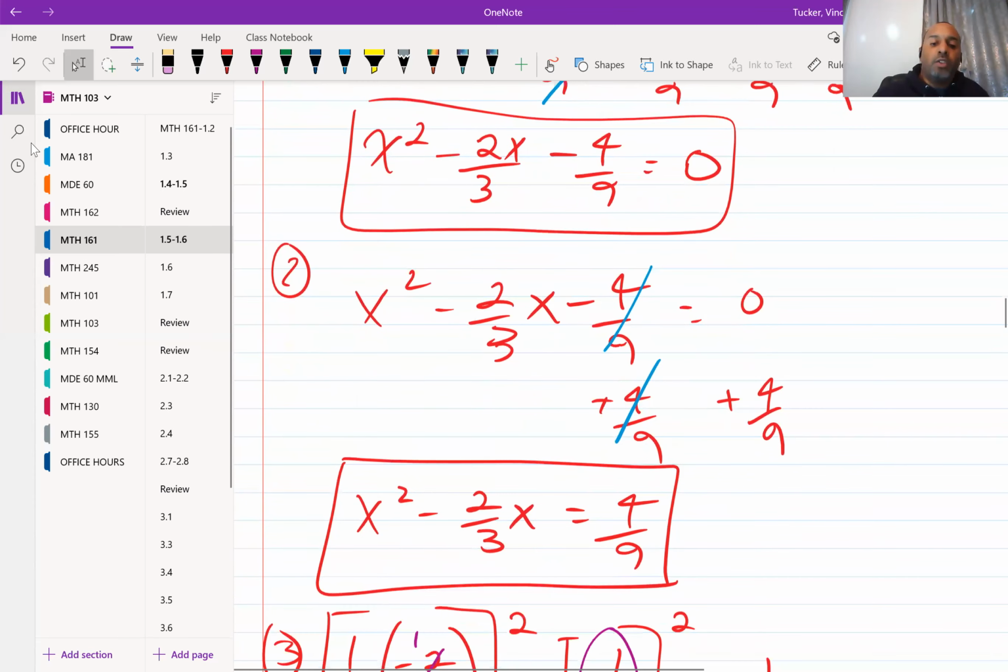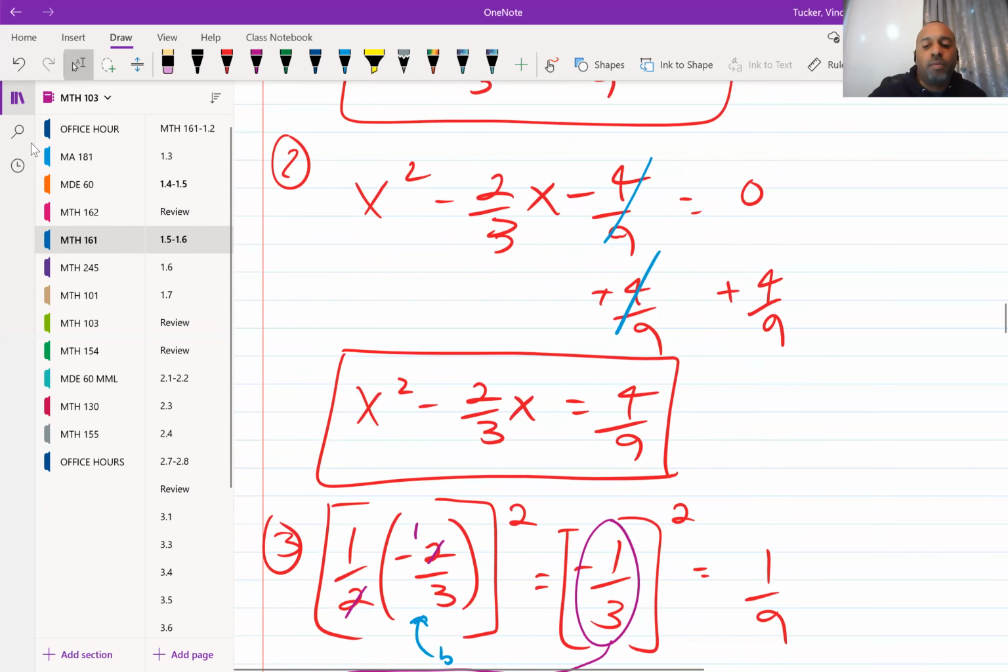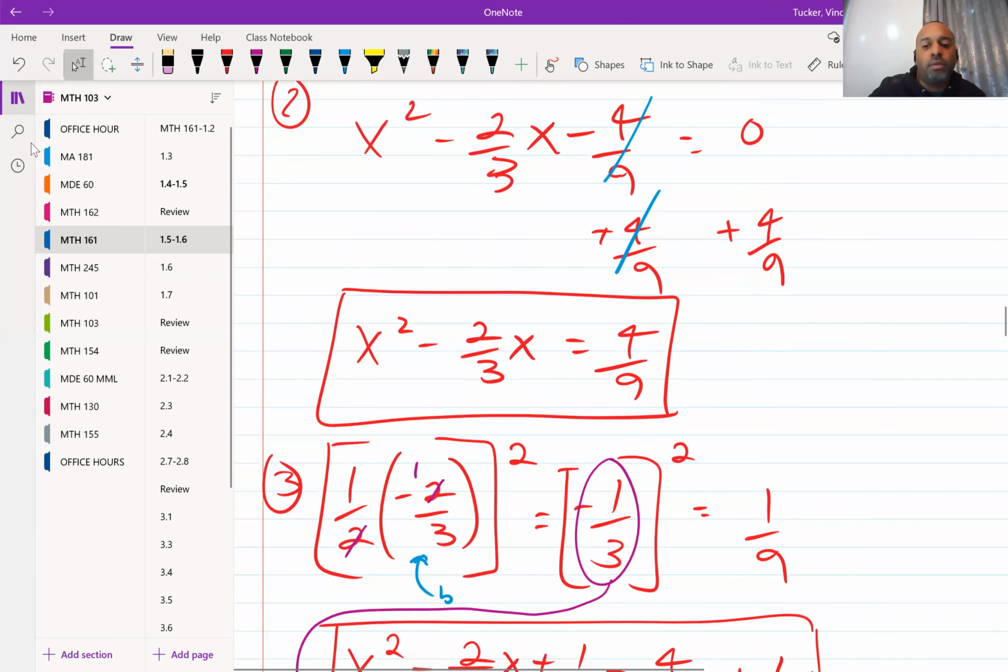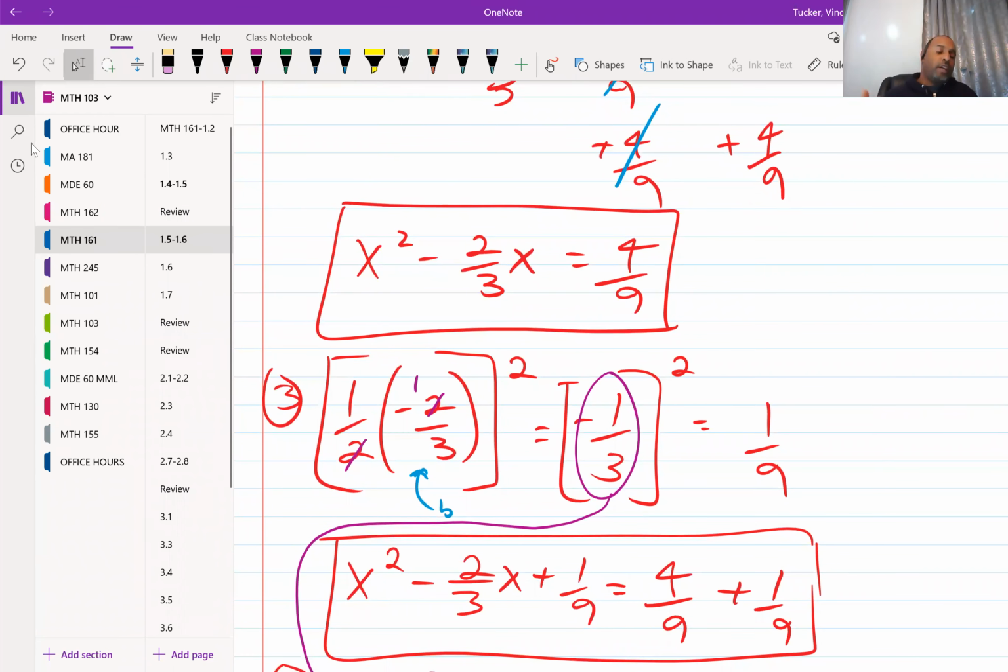All right. So now we need to take half of the b term and then square it. So we have negative 2/3. That's our b term. So we take half of that. So notice how I did that right here. Just 1/2 times that negative 2/3. So the 2's cancel, and the top and bottom leave me with just negative 1/3. And then squaring negative 1/3 is 1/9. Down here in the box, you just added 1/9 to both sides of the equation.